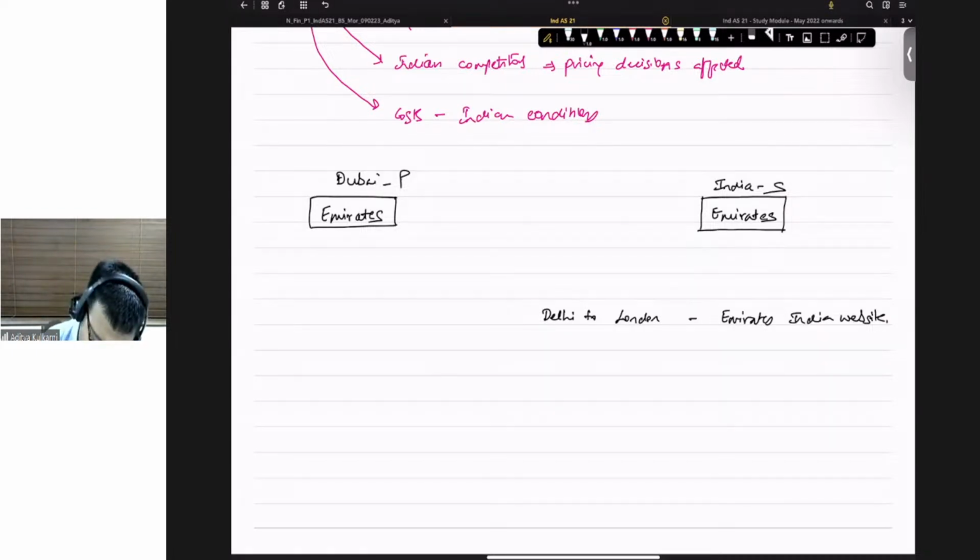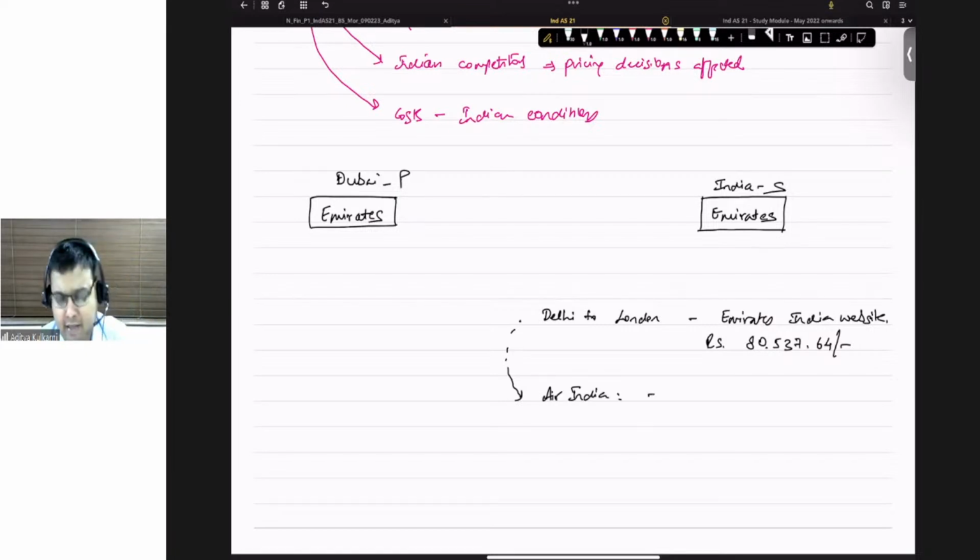Let us assume that the ticket is priced at 80,537.64 rupees. Now, let us move to a similar flight on the Air India website. This price, I'm keeping it very simple. It is 80,535 rupees. Okay. Priced similarly.